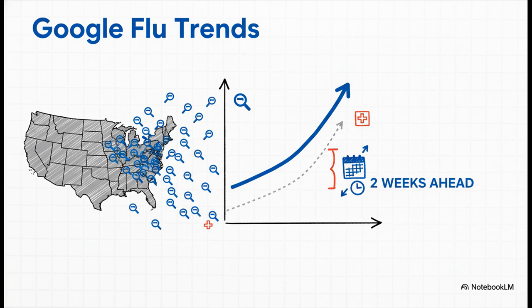There was a project called Google Flu Trends that did exactly that. Just by analyzing search queries, they could spot flu outbreaks coming up to 2 weeks before the official health centers could. That's the kind of power we're talking about here, finding patterns hidden in plain sight.